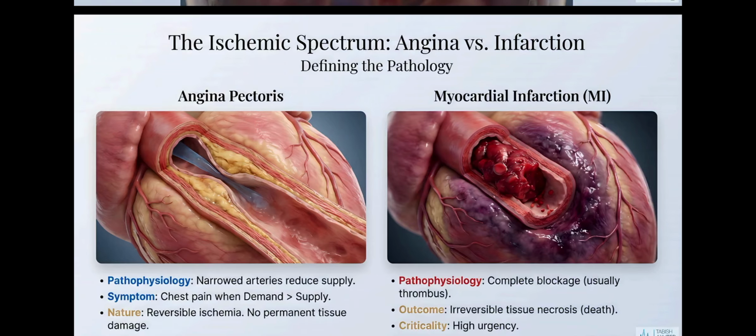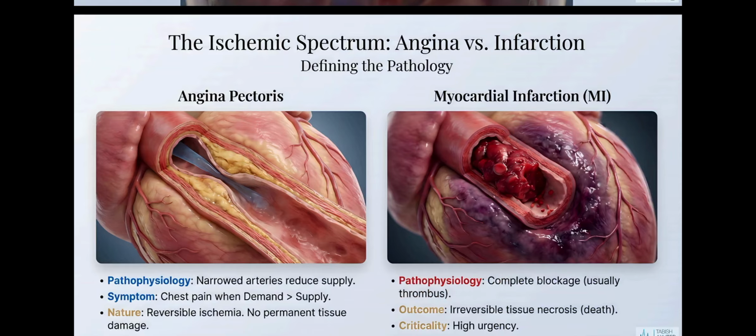In angina pectoris, there is severe chest pain that is caused because of the narrowed arteries, which results in reduced supply. So there is an imbalance in the oxygen demand and supply. As a result, there is ischemia, but there is no permanent tissue damage. It is reversible, right? But in case of myocardial infarction, what happens?